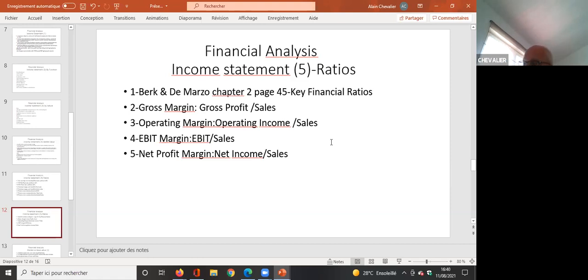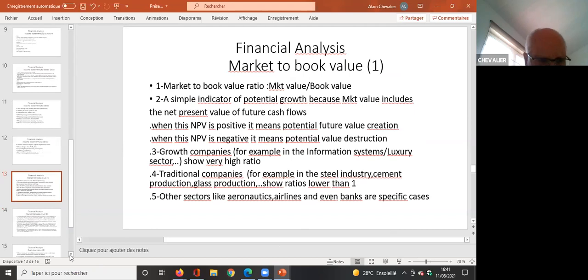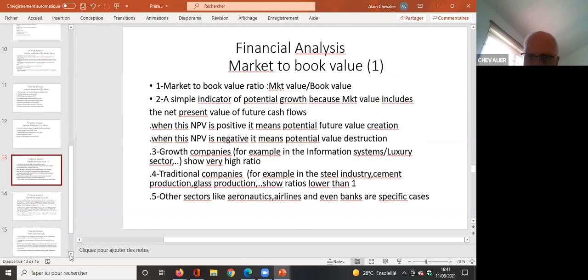So this page 45 will probably be very useful for each of you, and I recommend you use it regularly. If you are a bit lost with the ratios.